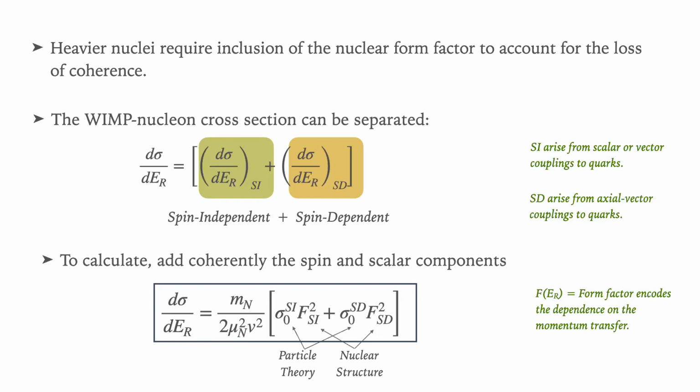This is particle theory. And then you have the nuclear structure that you take into account. These are called form factors. So that's your nuclear structure. And so the form factors are taking into account any dependence you might have on the momentum transfer.